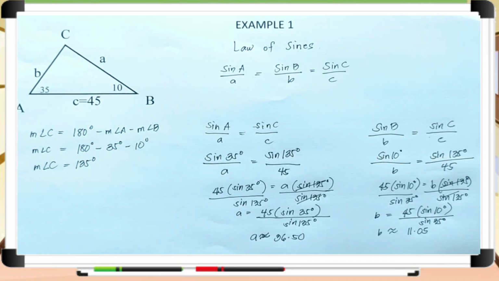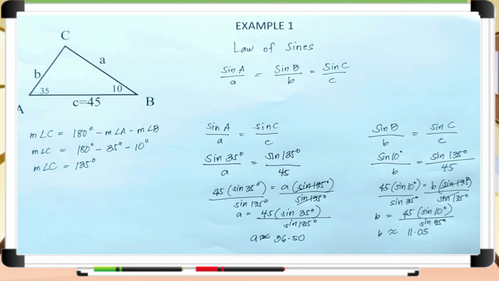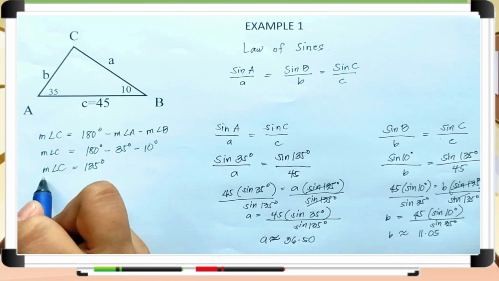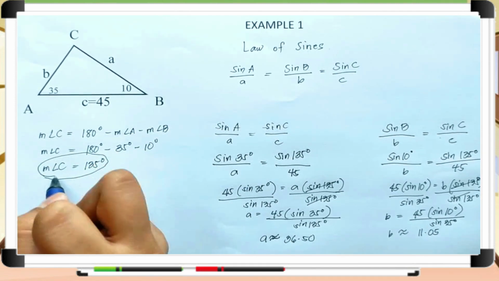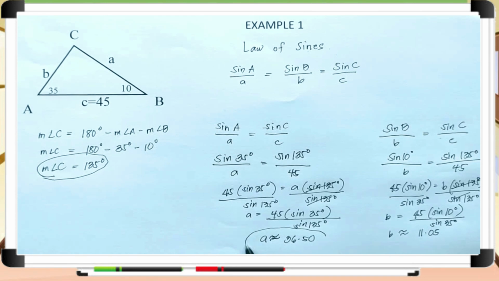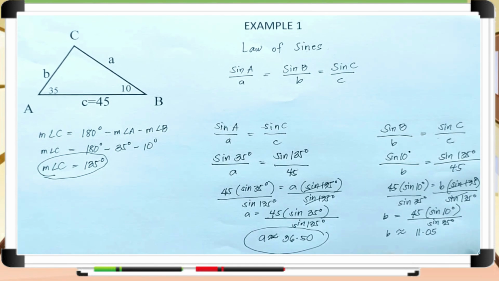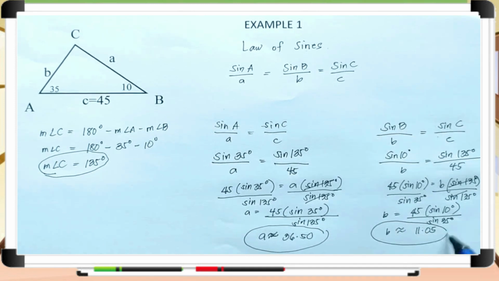So we already completed the missing parts of the triangle. We have the measure of angle C, 135 degrees. Side A is 36.50 and side B is 11.05.